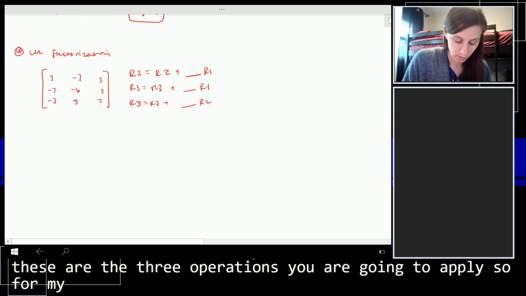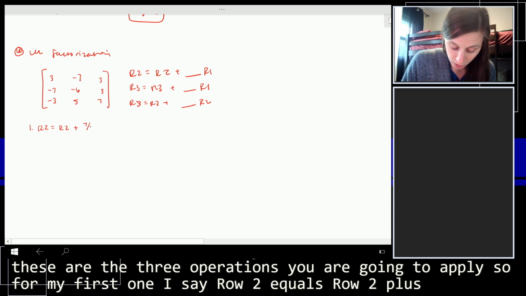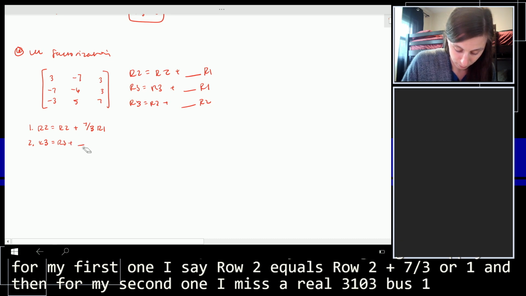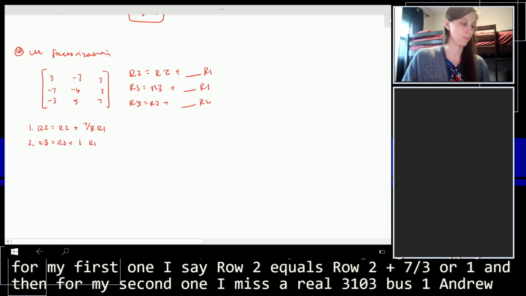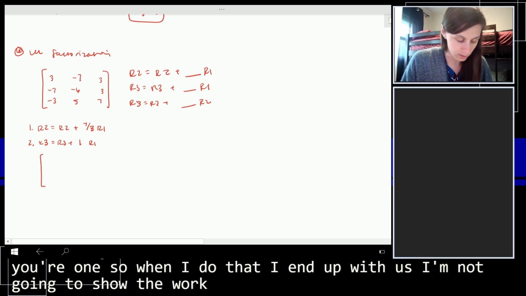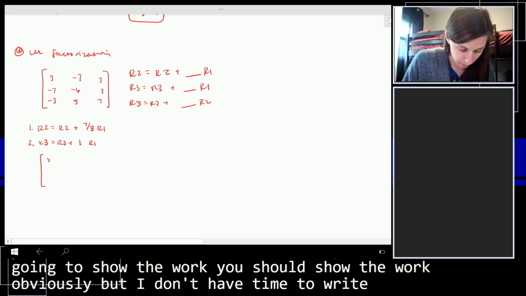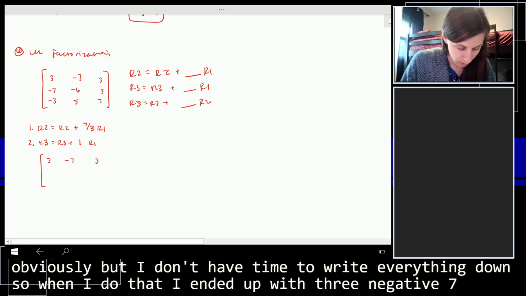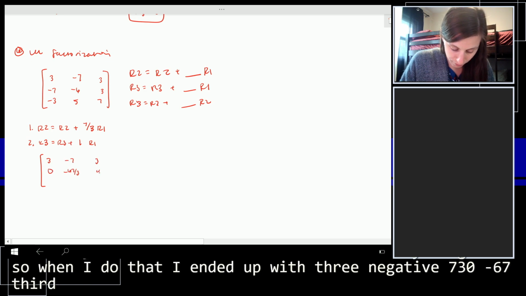So for my first one, I say row 2 equals row 2 plus 7/3 row 1. And then for my second one, I'm going to say row 3 equals row 3 plus 1 times row 1. So when I do that, I end up with this. I'm not going to show the work. You should show the work, obviously, but I don't have time to write everything down. So I end up with 3, -7, 3, 0, -67/3, 4, and 0, -2, 10.